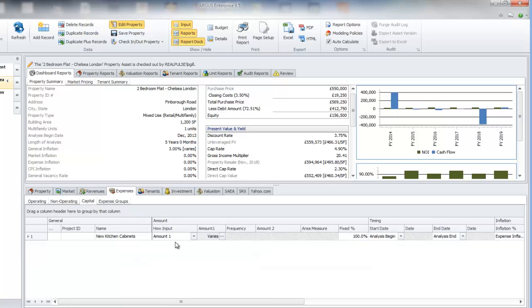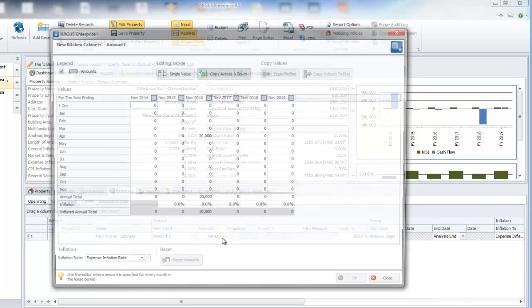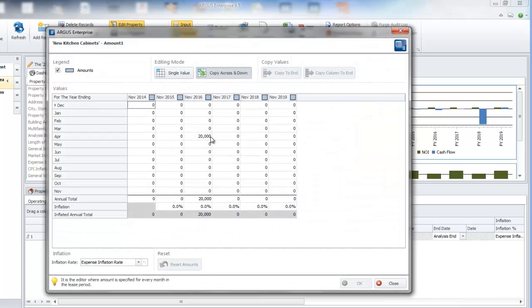Now, I also foresee that I may require some new kitchen cabinets for this new acquisition, because I don't think the current existing kitchen cabinets will last for another 2 years or so if I'm going to let out the property. In this instance, I'm budgeting a cost of about $20,000 here.